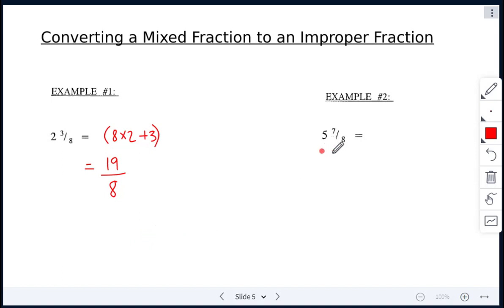Okay, here's another example. So again, we're going to multiply the denominator and the whole number. So we're going to multiply 8 times 5. And then we're going to add the numerator, so plus 7. All right, so 8 times 5 is 40, plus 7 is 47. So there's our numerator. And then we keep the same denominator. So 47 over 8.